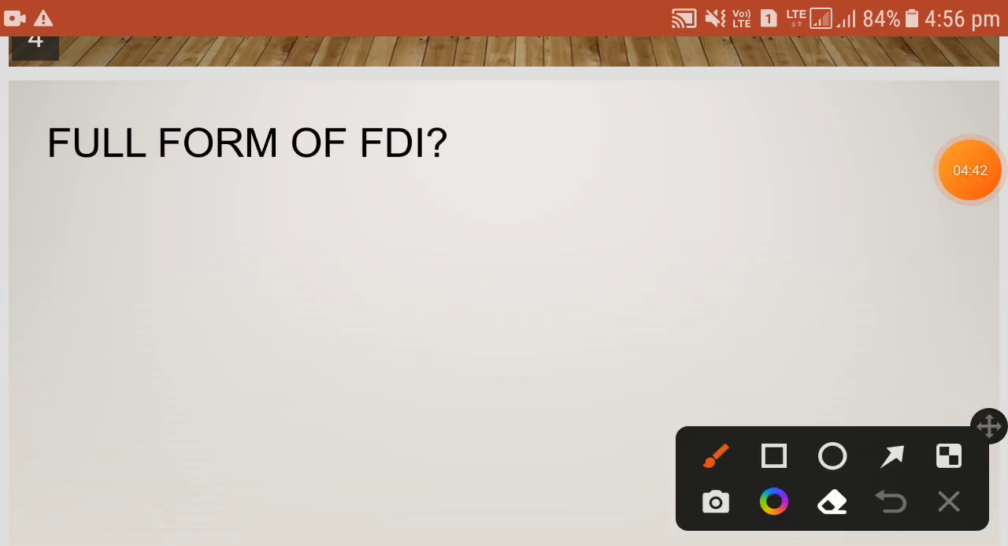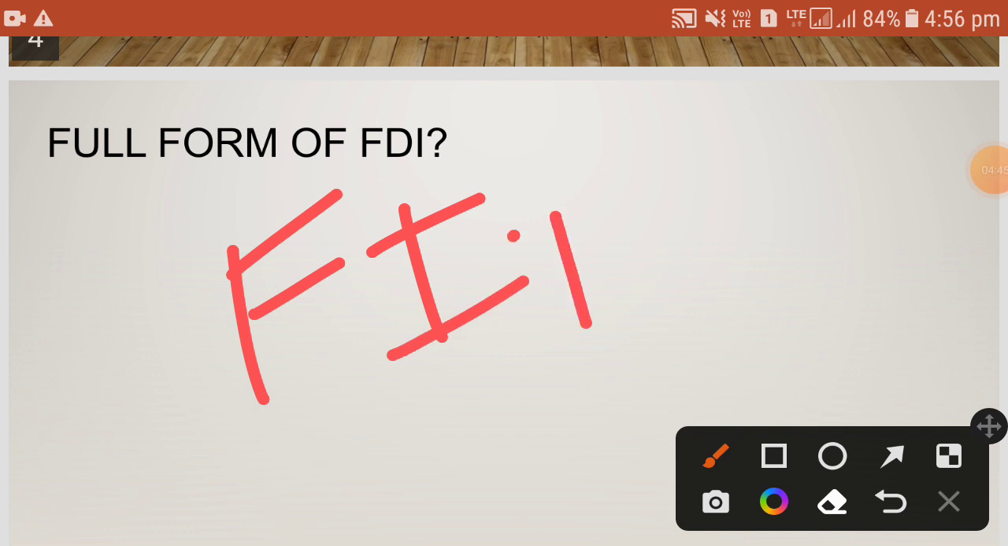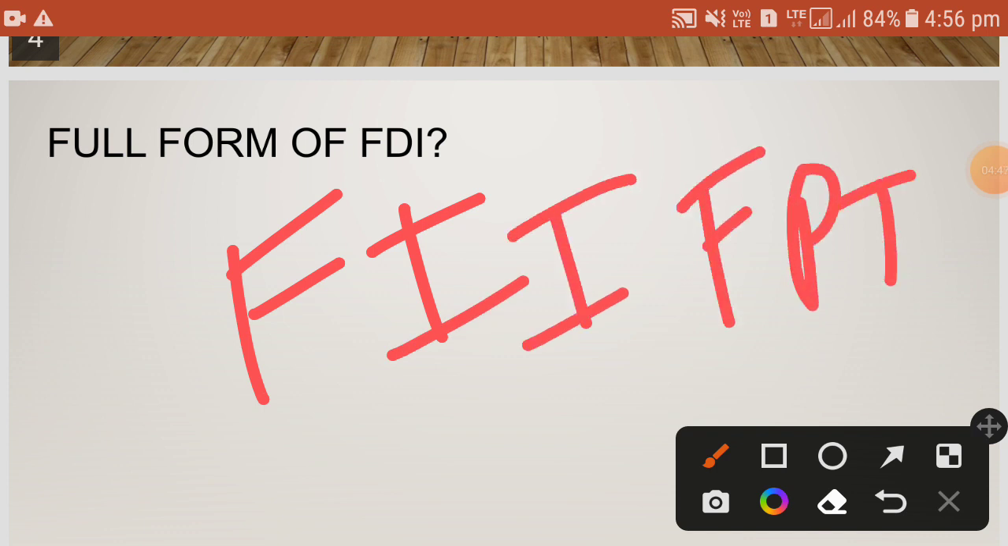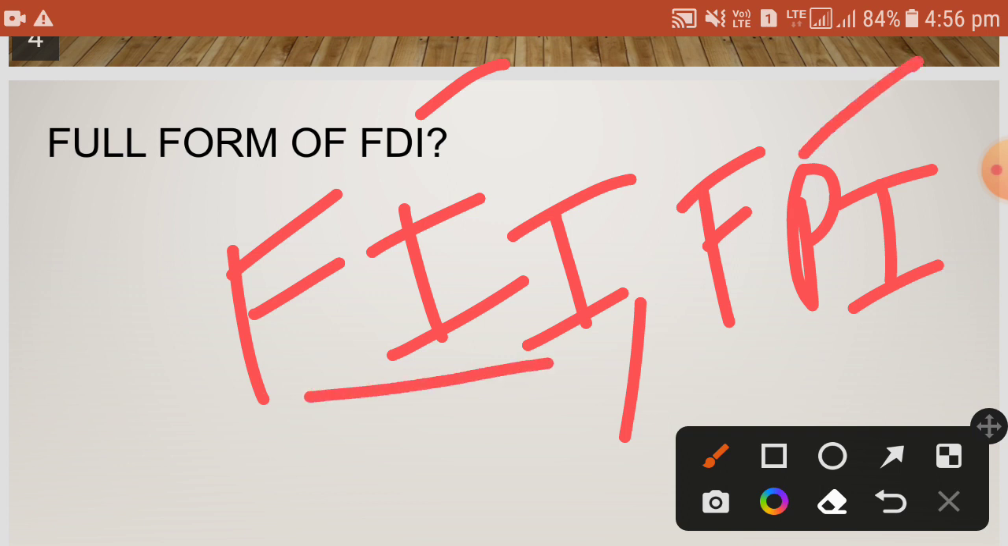Sorry, by mistake I erased it. FII, FPI. So FDI is foreign direct investment, FPI is foreign portfolio investment, and FII is nothing but foreign institutional investors. These are the three important terms.